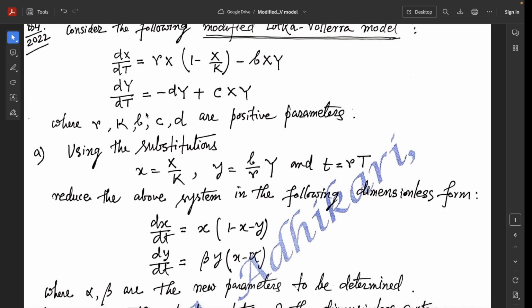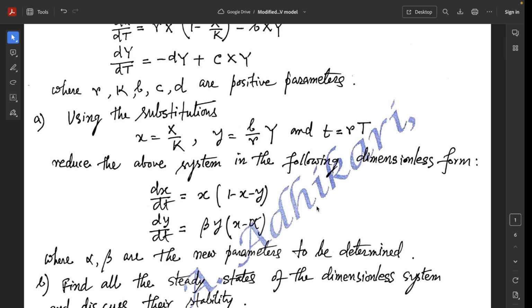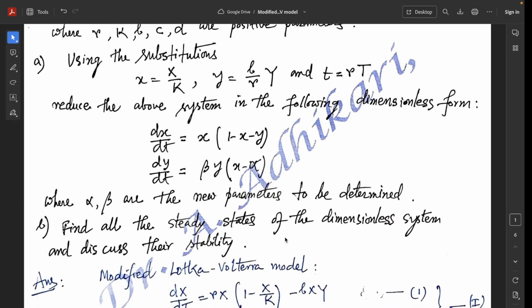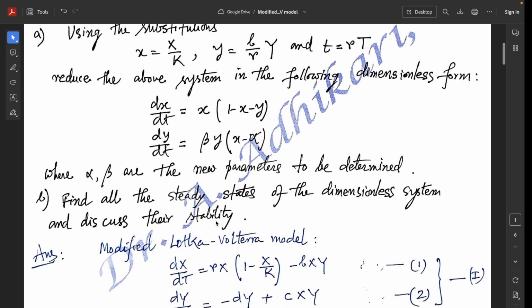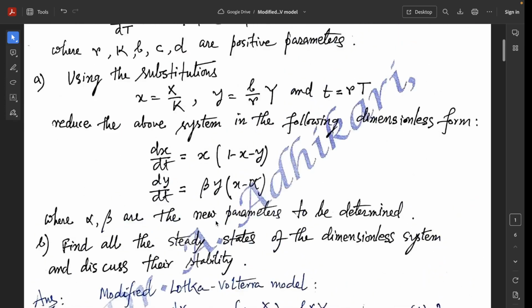Using the substitutions small x equals capital X by K, small y equals b by r into capital Y, and small t equals r into capital T, reduce the above system to the following dimensionless form: dx/dt equals x (1 minus x minus y), and dy/dt equals beta y (x minus alpha), where alpha and beta are new parameters to be determined. Find all steady states of the dimensionless system and discuss their stability.